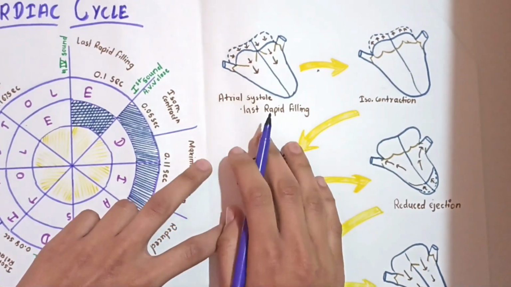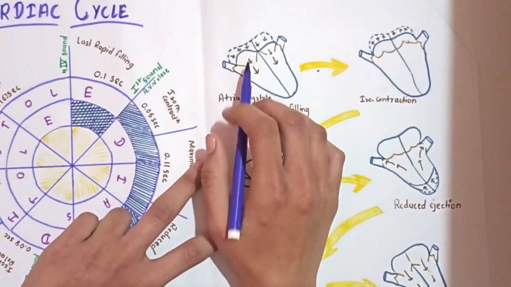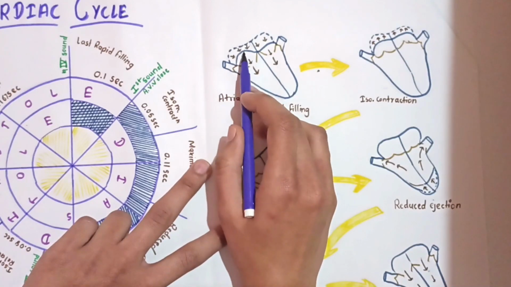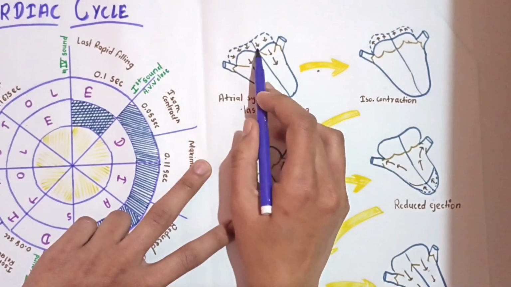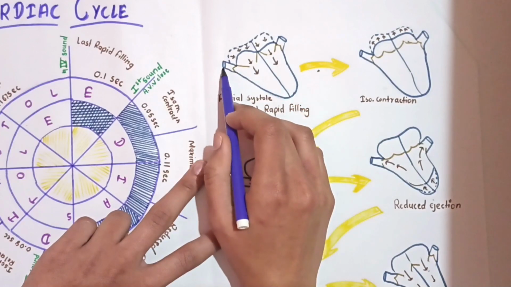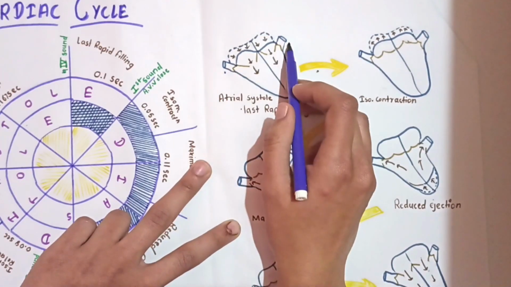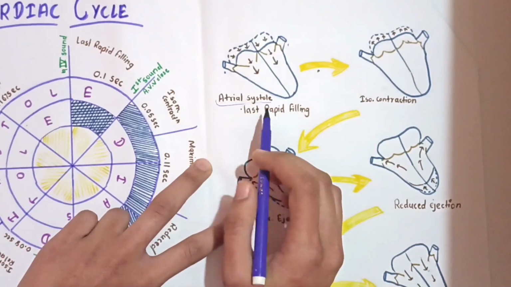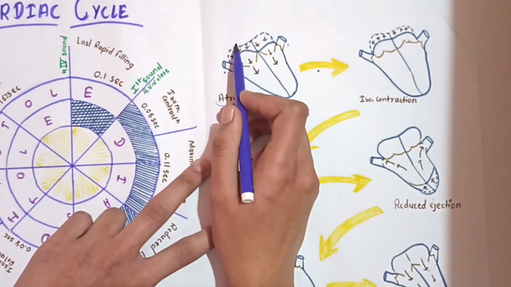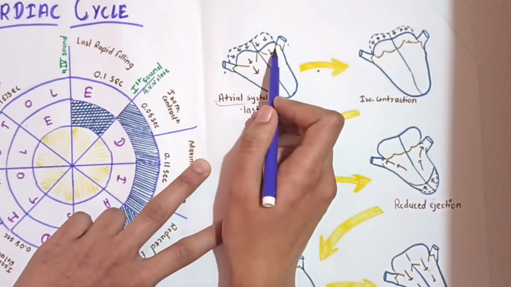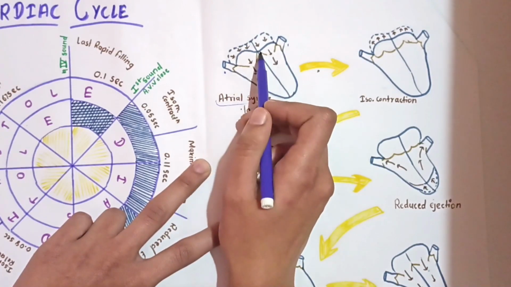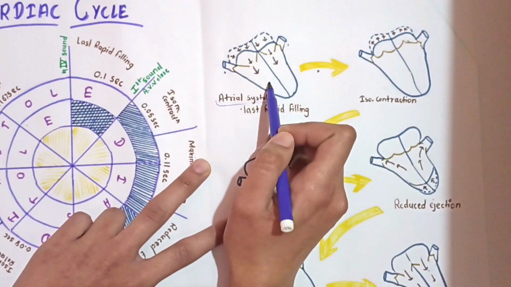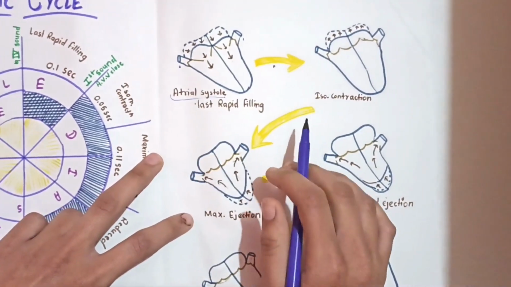In the first diagram, this is a cross section. This diagram is made to simplify. So these are the atria, these are the ventricles, this is the atrioventricular septum, here is the pulmonary trunk, and this is the aorta. The first one is atrial systole. Here you can see the atria are contracting. These are the AV valves, these are the semilunar valves. Here the AV valves are open and blood from the atria is going towards the ventricle. So this is atrial systole.